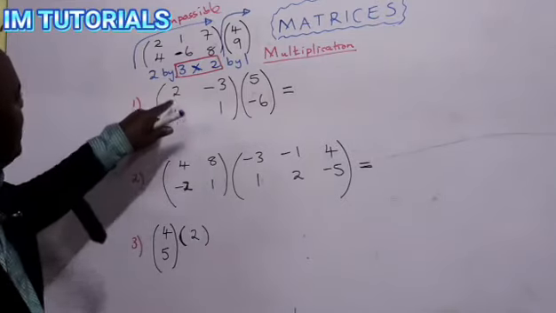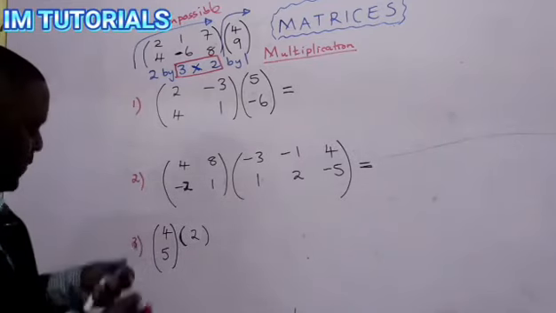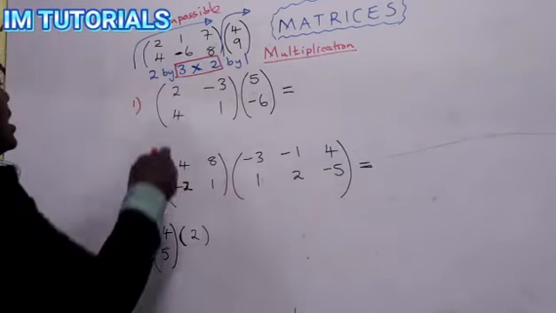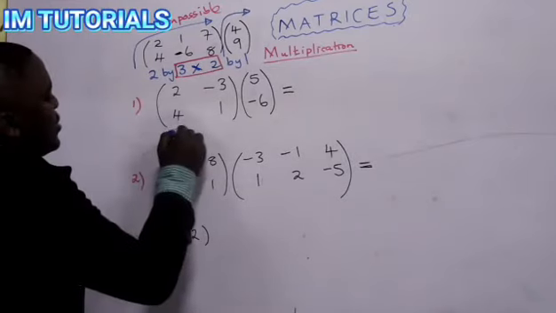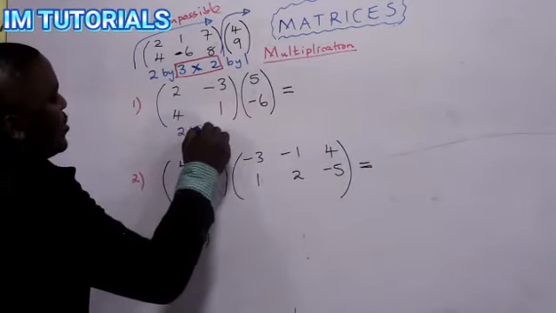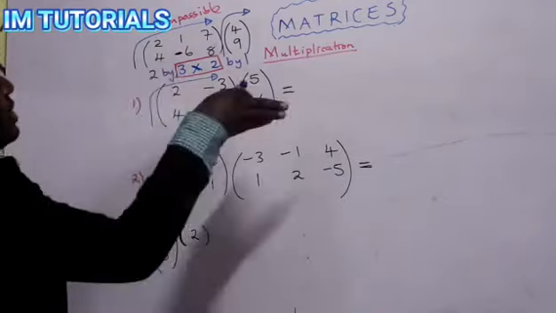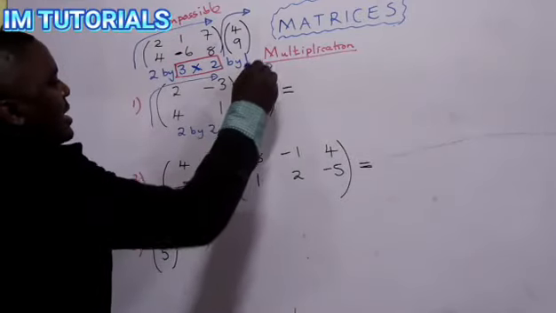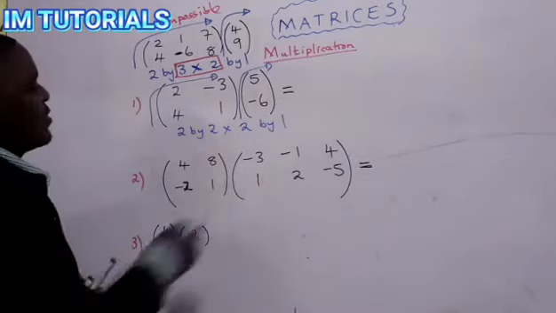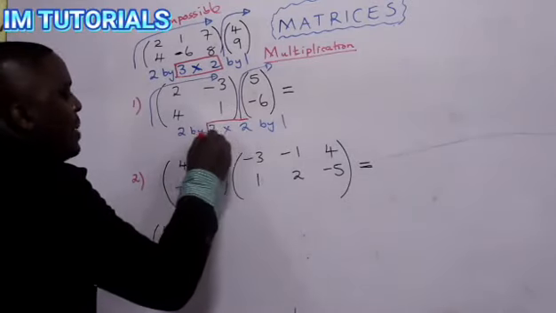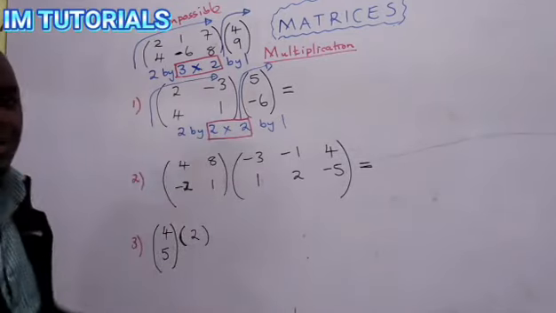Right. We have 2 minus 3, 4, 1. We have 5 and minus 6. Right. So what is the order of the brackets? Right. This is a 2 by 2 matrix. Since we have got 2 numbers upwards and 2 numbers on our right, this is a 2 by 1 matrix, right? So for this combination, it is very possible for someone to multiply. Why? Because the numbers in between are similar.